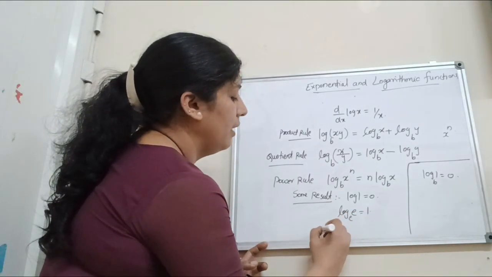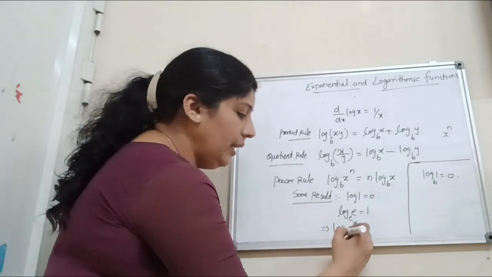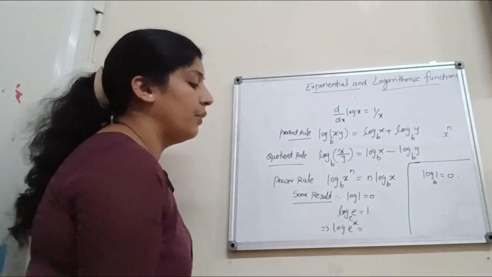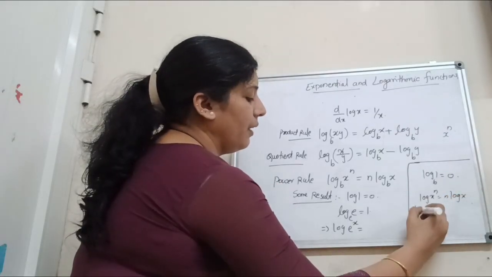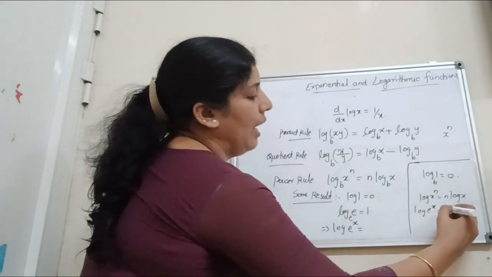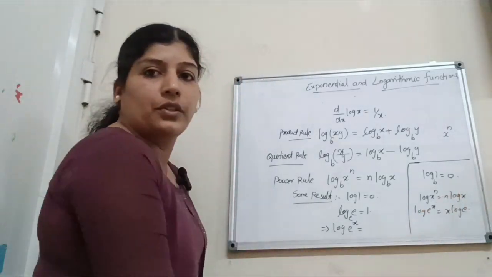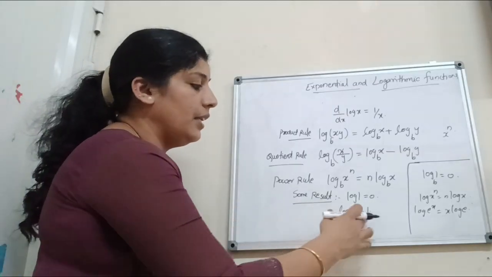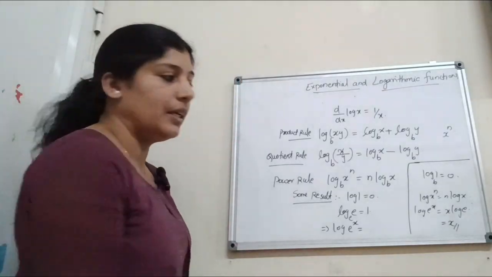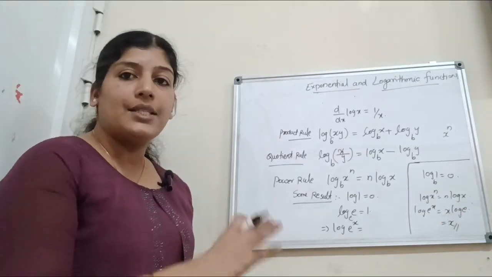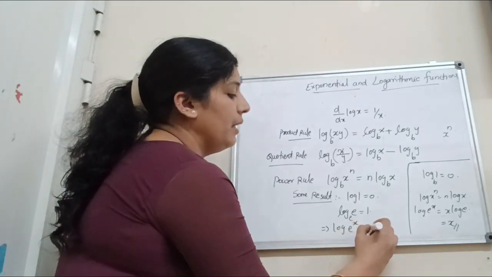Then next we can consider log e raised to x to the base e. We know that log x raised to n is equal to n log x. Therefore, log e raised to x can be written as x log e. Now here, log e to the base e, the value is equal to 1. Therefore, x log e is equal to x. In the case of the natural logarithm, log e will be 1. Therefore, log e raised to x, the value will be x.